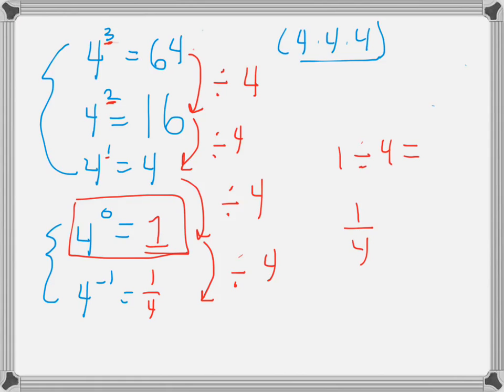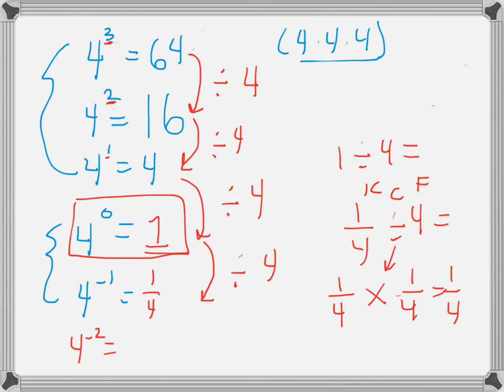Okay, we could keep going here. 4 to the negative 2 would be 1/4 divided by 4. Remember, 1/4 divided by 4 is keep, change, flip. So we keep the first fraction, we change the operation to multiplication, and we flip the second fraction, so that would become 1/4. So 1/4 divided by 4 is 1 over 16, rather. Okay, so 4 to the negative 2 is 1/16.